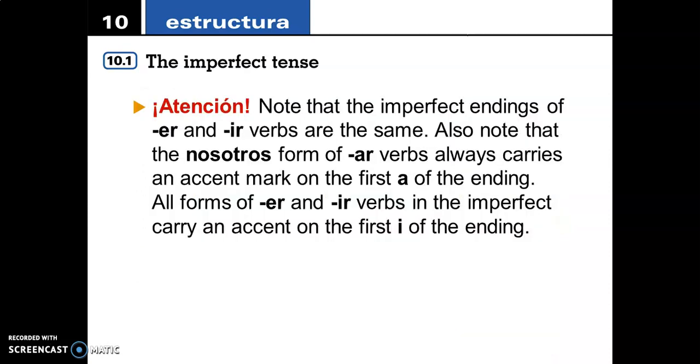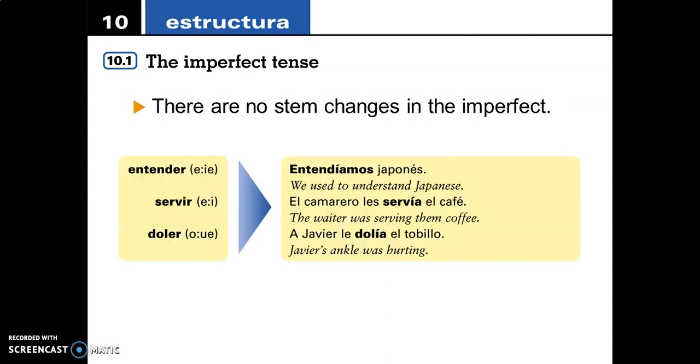Okay. Another great thing to note is that there are no stem changers in the imperfect. We do have a couple of irregular verbs, as you already saw at the beginning. Ir and ser are irregular, which we'll talk about. But there are no stem changers. So the stem always stays the same, and you just simply add on that ending.